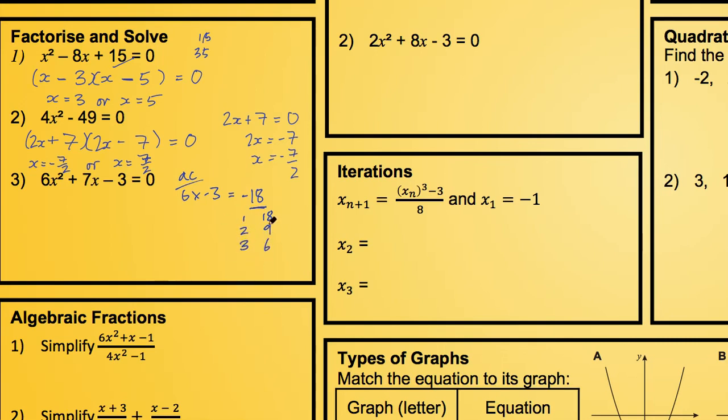So 2 and 9, I need to think of plus 1 and minus the other. I'm going to end up with plus 7, so it's going to be plus 9 minus 2. So I split that middle term. 6x squared plus 9x minus 2x minus 3 equals 0, splitting that middle term into the 2. Then taking out the highest factor of this first pair, which is 3x, leaving me with 3x times by x, 2x plus 3.